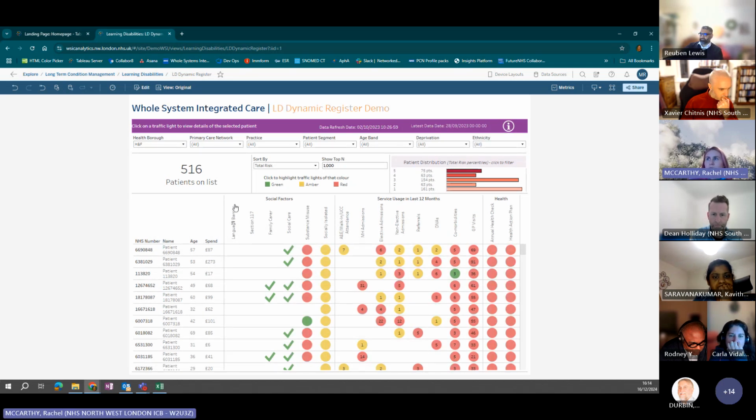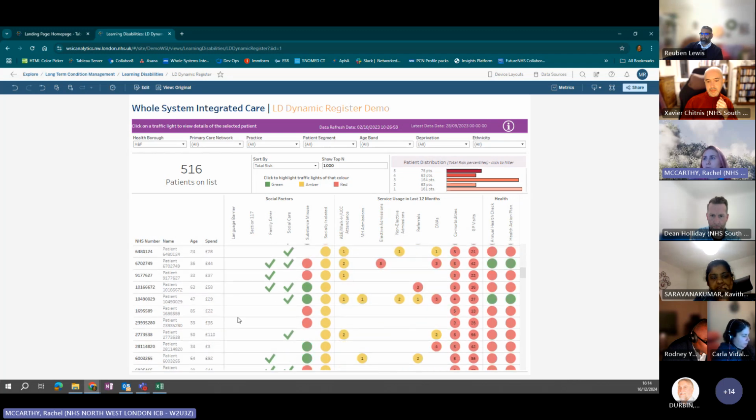So I'm going to quickly run through these metrics along the top just to give some clarity on what's included on this dashboard. So the first metric is the language barrier. And that's really looking to see if anybody has been recorded as requiring an interpreter of any sort. So we're pulling that information from primary care records to see if an interpreter is required.